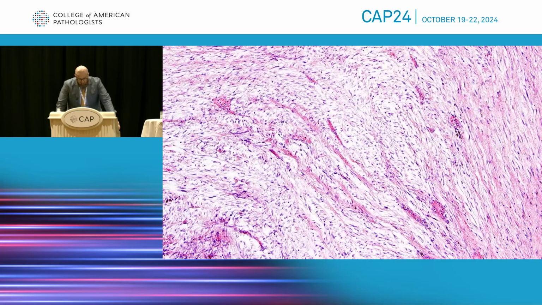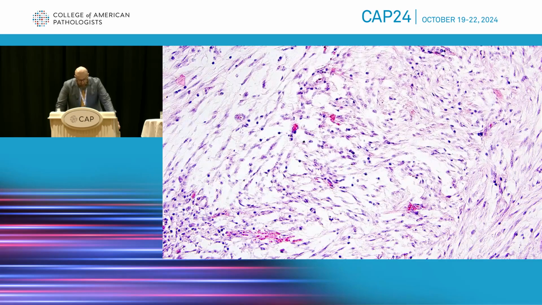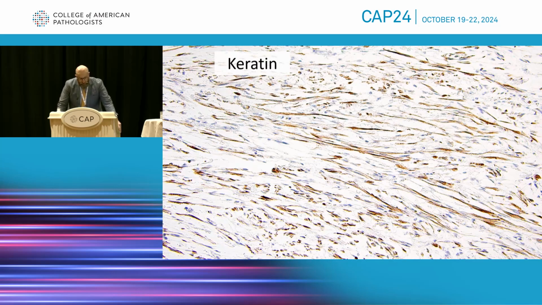Going around to some different areas, again, this spindle cell proliferation is bland with some edema in between the tumor cells. And even at high magnification, there are almost microcystic spaces with some edema, but again, very bland cytology.